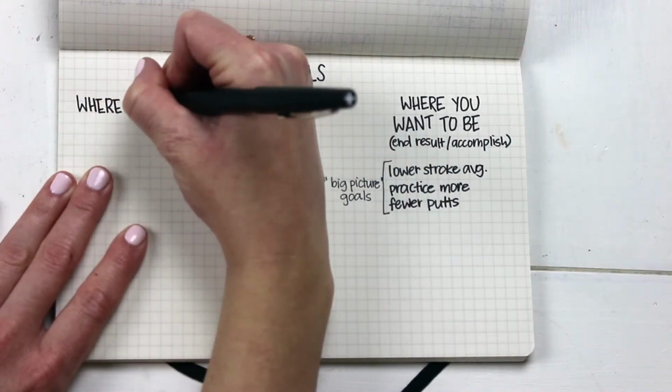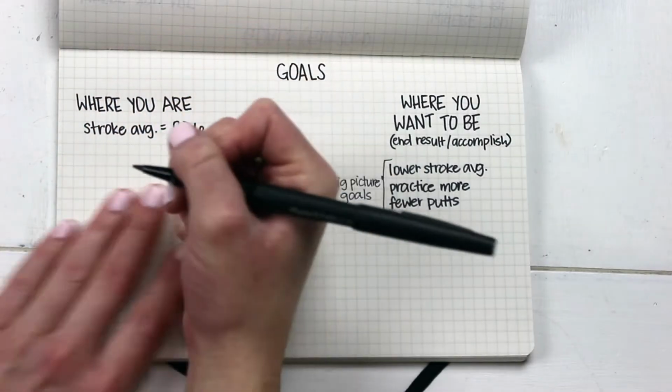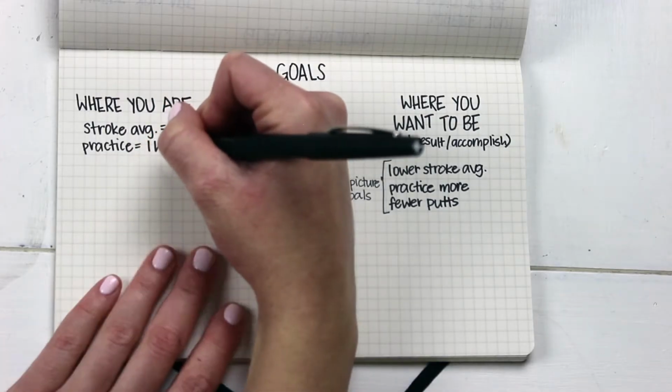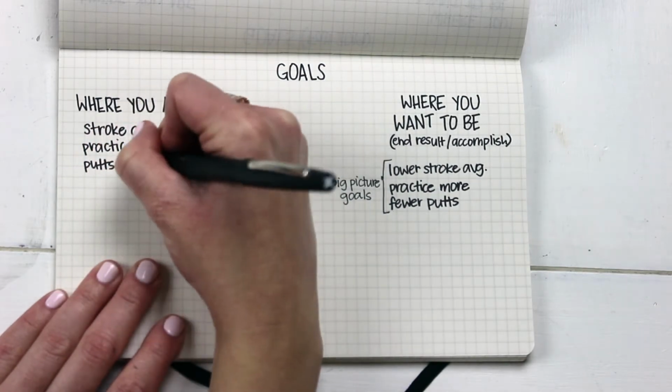After you've identified your big picture goals, the next step is to identify where you are, to assess where you are in relation to those goals. If you want to have a lower stroke average, what is your stroke average now? If you want to practice more, how often do you practice now? If you want to have fewer putts, where do you stand after the end of a round? How many putts do you have? Identifying where you are in relation to these goals that you've already set, these big picture goals, can help you identify specifically what you want to accomplish.